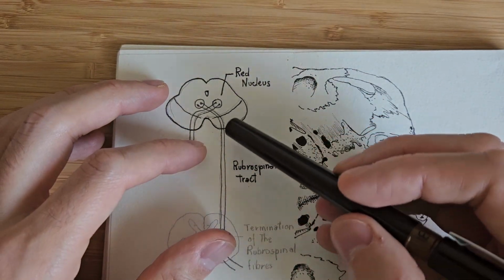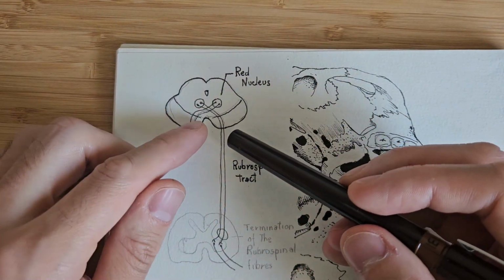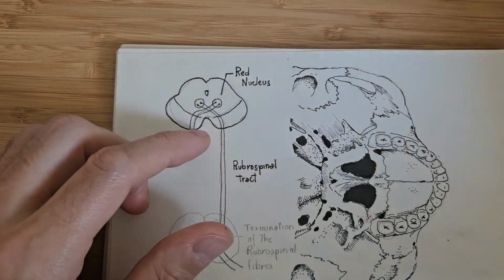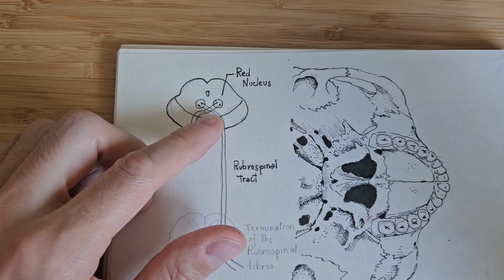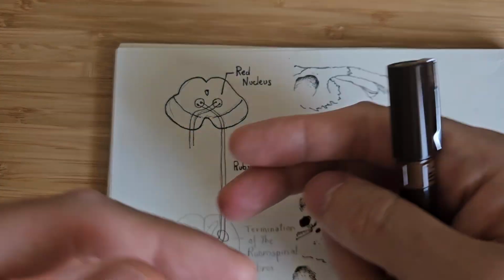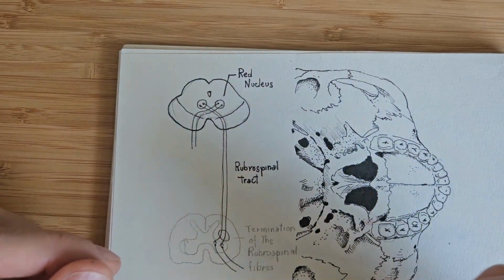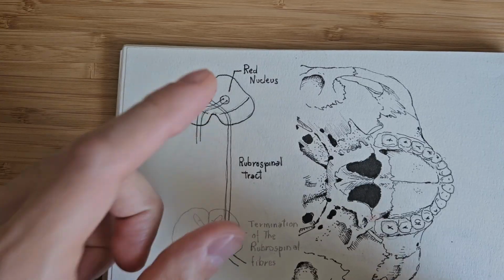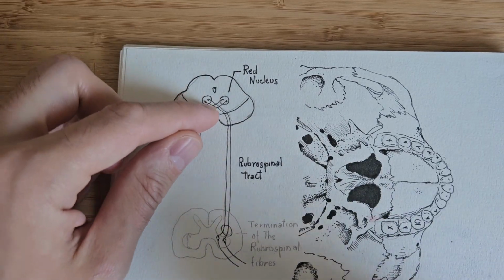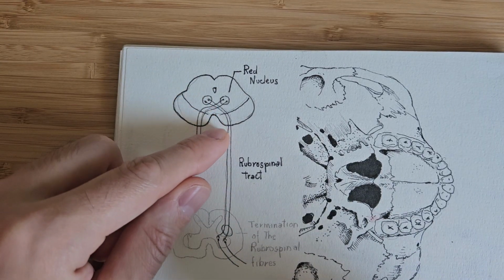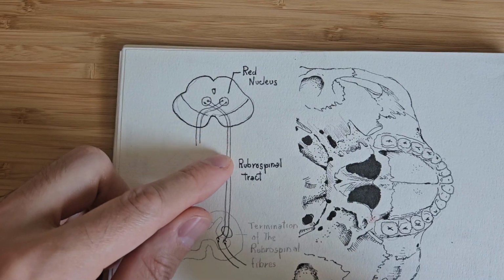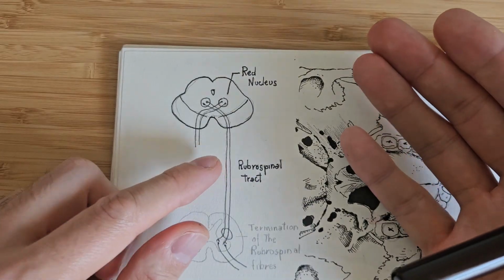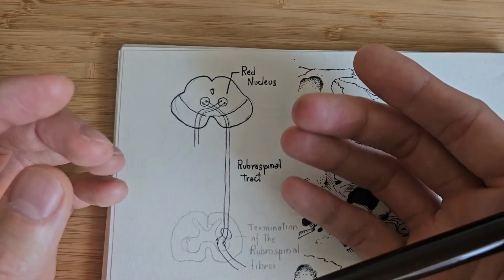So, as you can see here, after originating in the red nucleus, the fibers of the Rubrospinal tract cross over here to the opposite side of the brainstem. This is called decussation at the level of the midbrain. And following the decussation, if you see, the fibers descend through the lateral funiculus of the spinal cord. The lateral funiculus is one of the three major divisions of the white matter in the spinal cord.